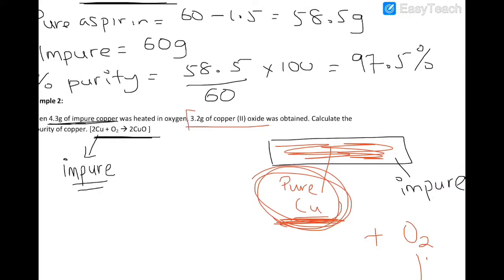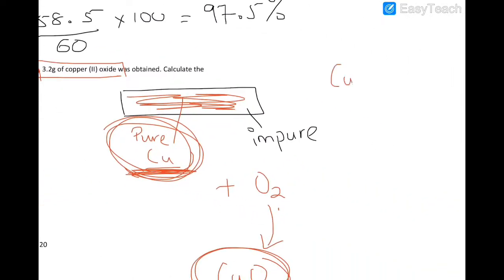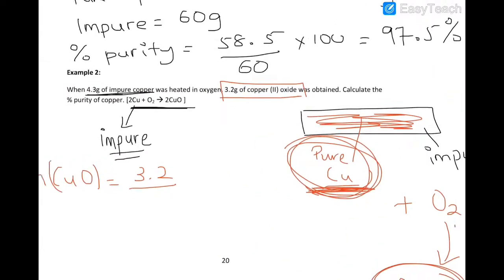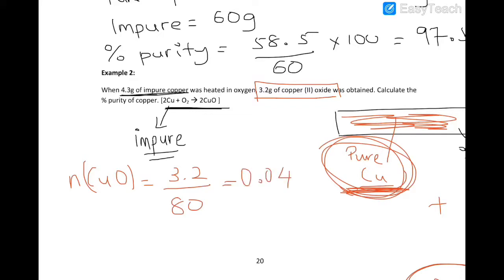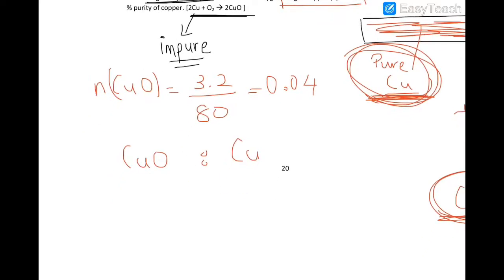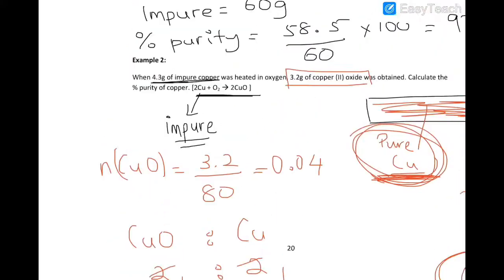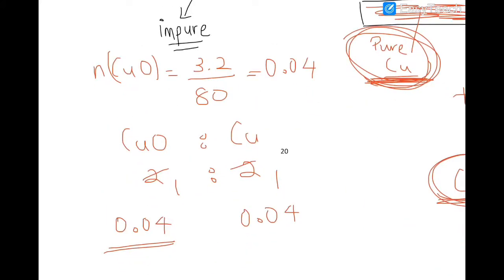So I have 3.2 grams of copper oxide which was obtained. So number of moles of copper oxide would be mass of copper oxide divided by the Mr. So copper oxide is 80. So 3.2 divided by 80. So this is the number of moles of copper oxide. Now this copper oxide is coming from the copper. So from the equation, copper oxide is coming from copper. So I'm going to look at the mole ratio. And this is 2:2. Therefore, it's 1:1. So if I have 0.04 moles of copper oxide, this is coming from 0.04 moles of copper, which means that in that impure sample, I have only 0.04 moles of copper.